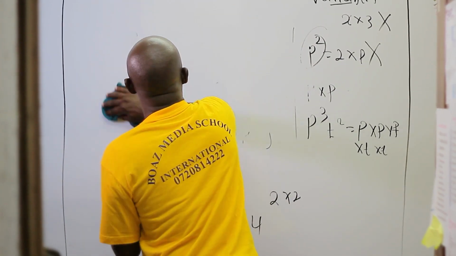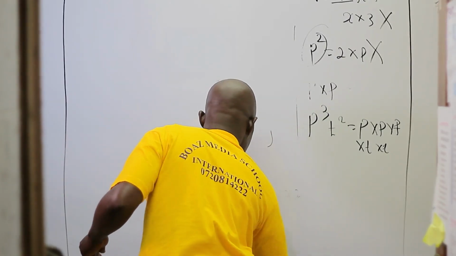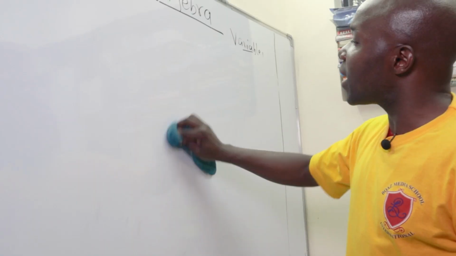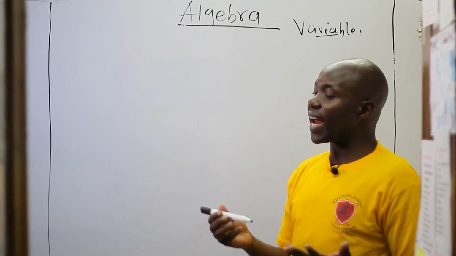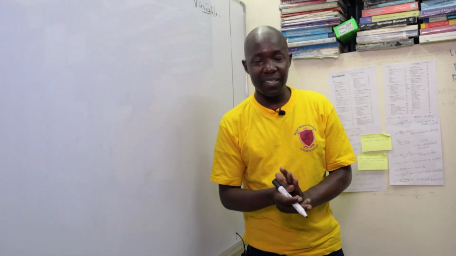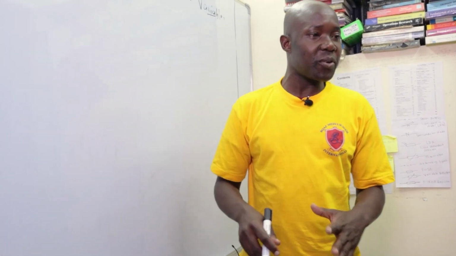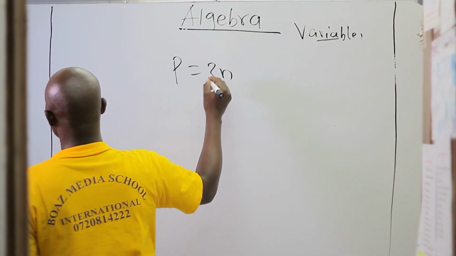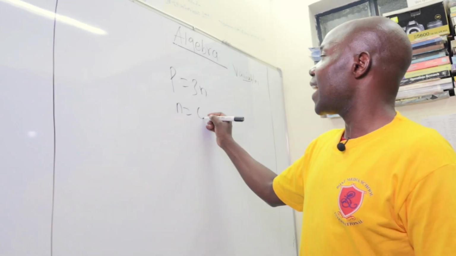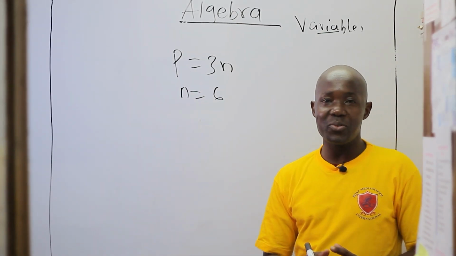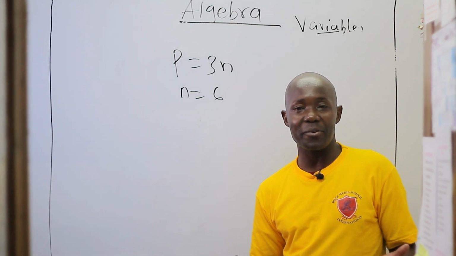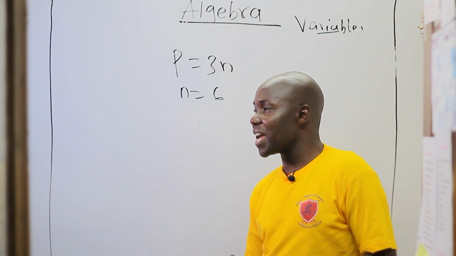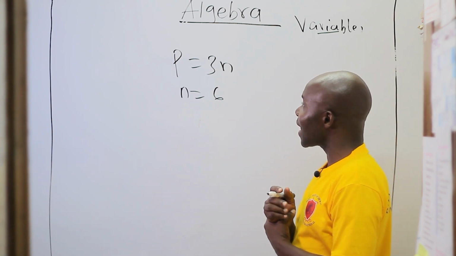Allow me to wrap this part to elaborate more. What I want most of you to understand today is what mathematics is, because when you understand the basics, you will know how to go about it. I have a problem here on the board that says p is equal to 3n and n equals 6. If they give you this, students in Year 7, Year 8 and Year 9 think it's so difficult: how do I find p?